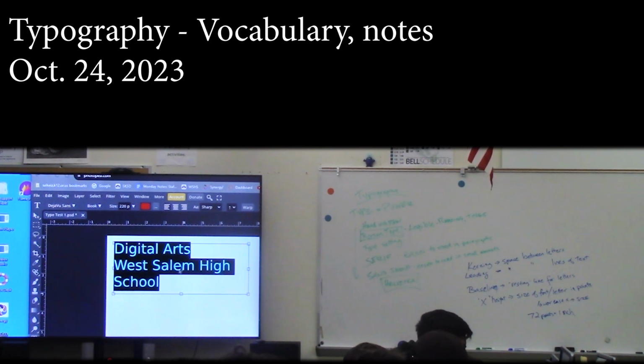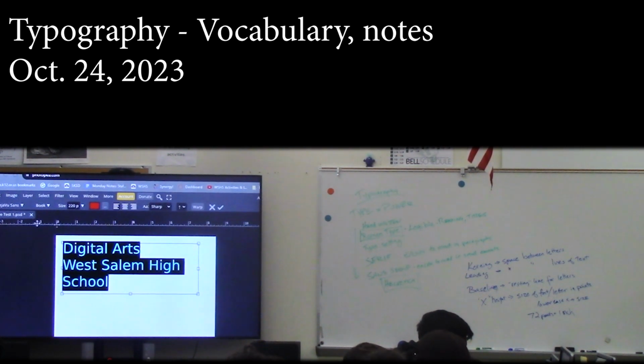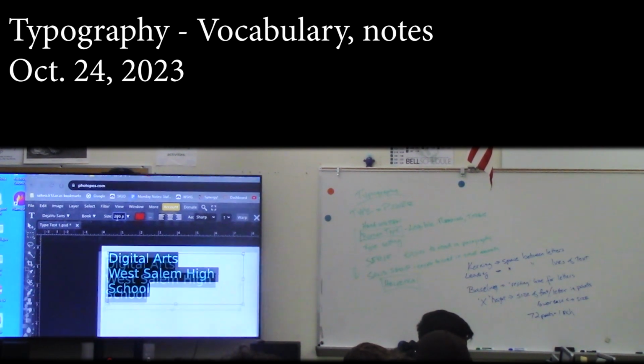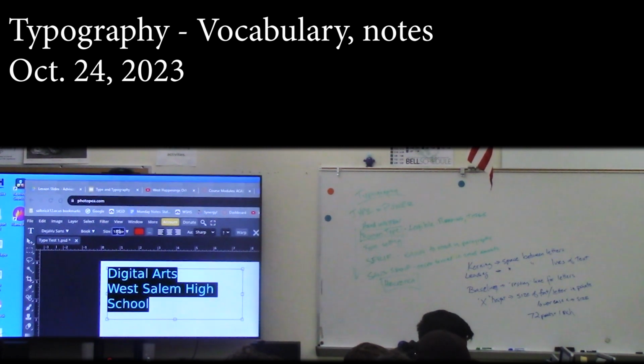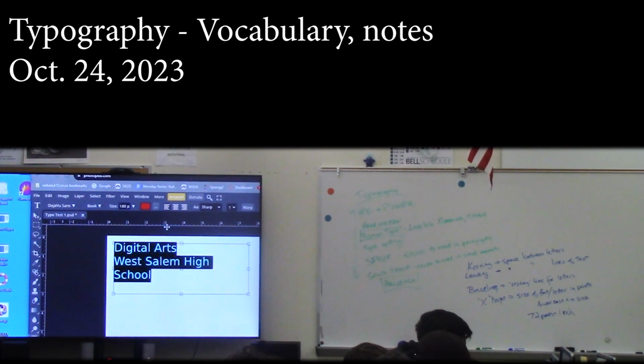Okay. And so for the size that I want, it's a little too big, so I might want to back this back down to 200. No, still not quite enough. Let's try 180. Okay, and I can extend my text box a little bit. So now I've got my Digital Arts West Salem High School.